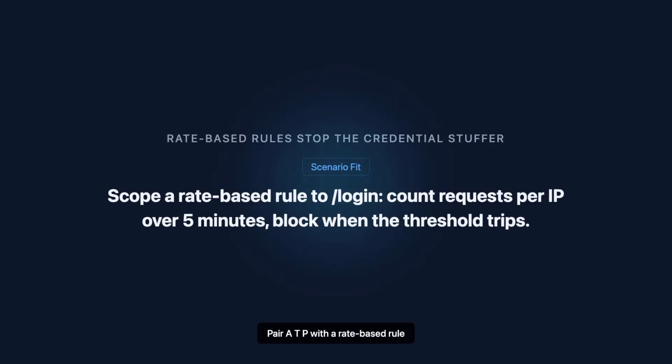Pair ATP with a rate-based rule and you've got real defense. A rate-based rule counts requests per source IP over a rolling 5-minute window. Scope it down to the login URI. Set a threshold, say 100 attempts per IP per 5 minutes, and when an attacker crosses it, that IP is blocked automatically. Rotating proxies can still try to slip under per IP thresholds, which is why you layer ATP on top to catch the behavioral patterns rate alone can't.